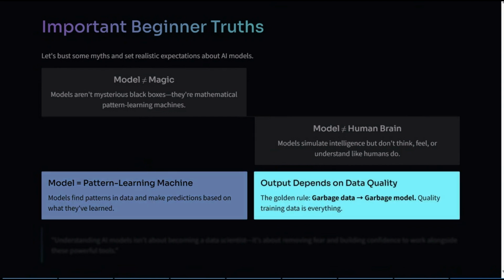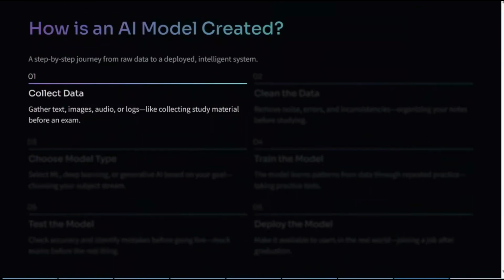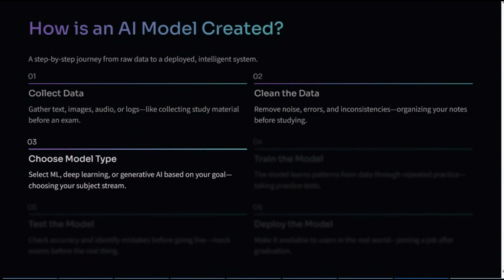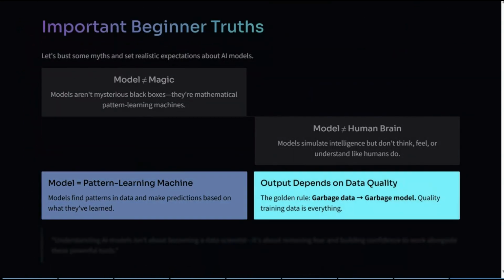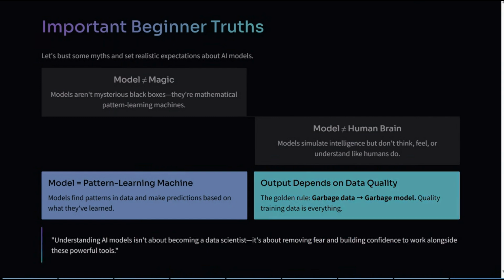And again, the output depends on the data quality. If we go to the previous slide, we see that we collect data and clean the data, and then we train the model on that particular data, right? So the output depends on the data we have provided. If we have provided garbage data, the model will be garbage. So it is very important to curate and cultivate your data, so that when we provide it to the model for training, it is in shape and as per expectations, right?